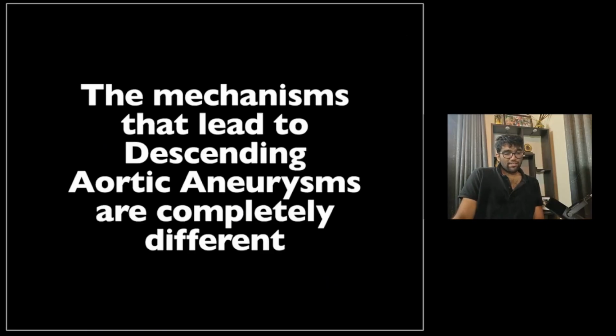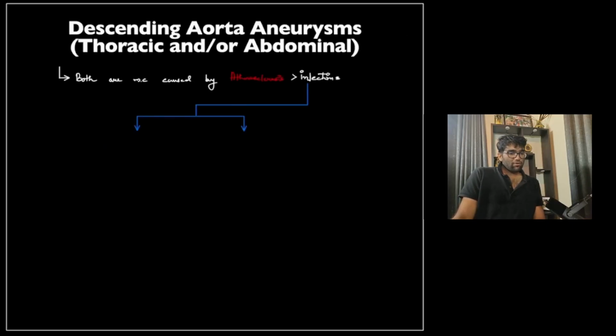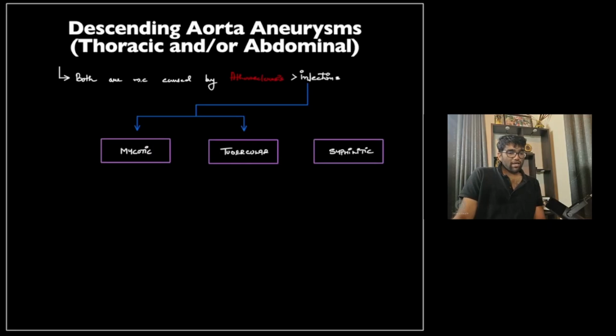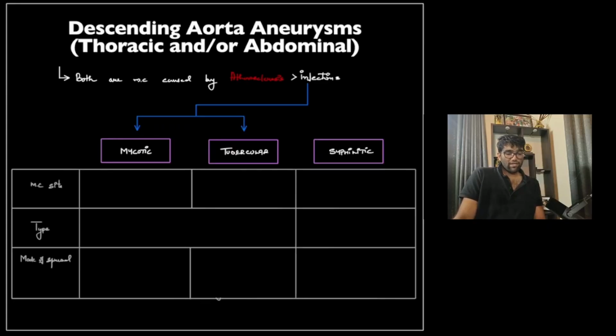The mechanisms that lead to descending aortic aneurysms are actually completely different. We're talking about descending aortic aneurysms, so that means thoracic and or abdominal aneurysms. Both are most commonly caused by atherosclerosis, and in the past were also caused by infections. So the infections that affect the aorta can be of three types. You could have mycotic aneurysms, that is basically due to bacterial infection. You could have tubercular, that is mycobacterial infection, and you could have syphilitic involvement.